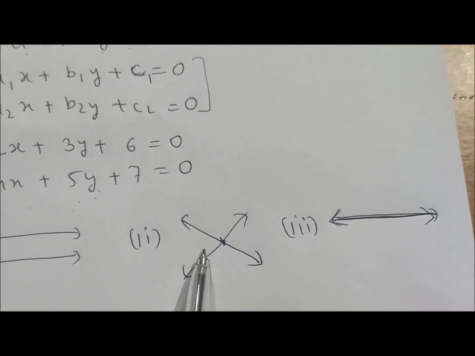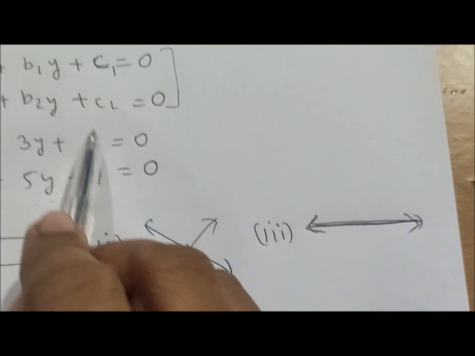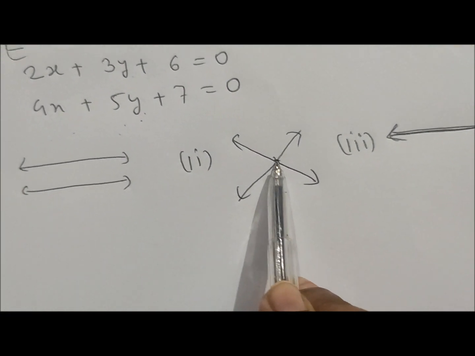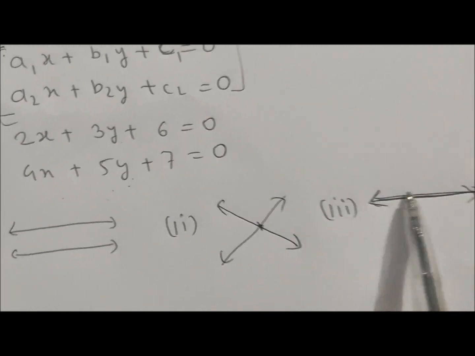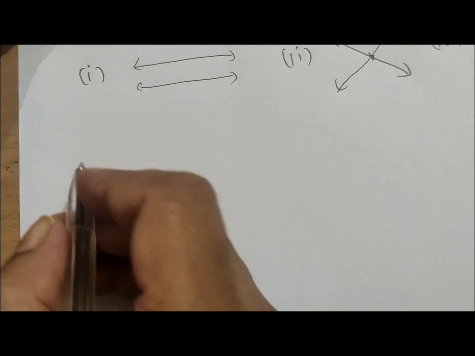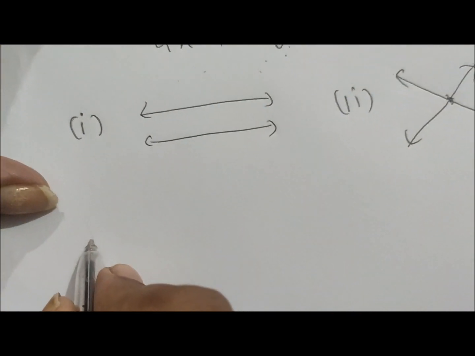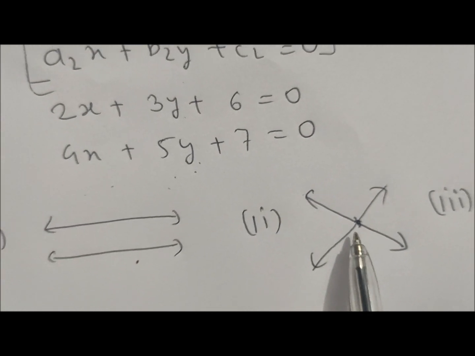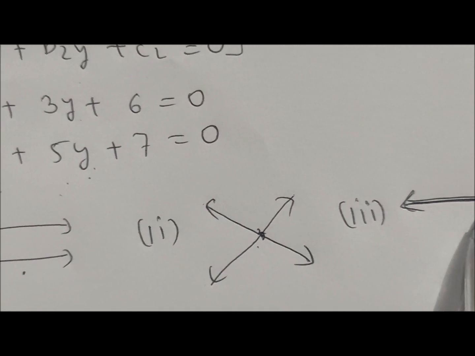Now how will we find out whether the given equations are parallel, have a unique solution, or are coincident to each other? There are three conditions. Using these conditions, we can find out whether these equations are parallel, intersecting or coincident.